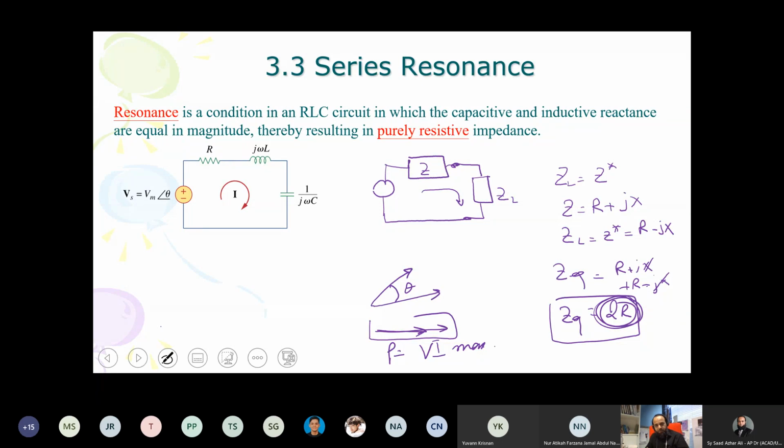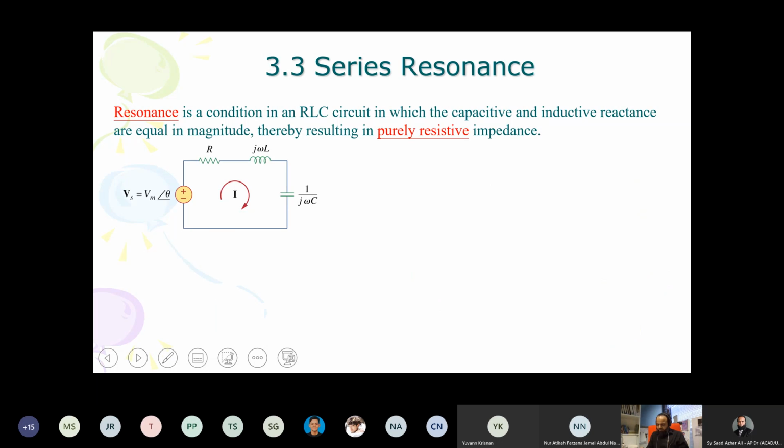Have you guys seen this before? Have you guys seen this condition before? Yes or no? Anyone? This condition or maximum power transfer? Okay, thank you. So this is just to get a recap.